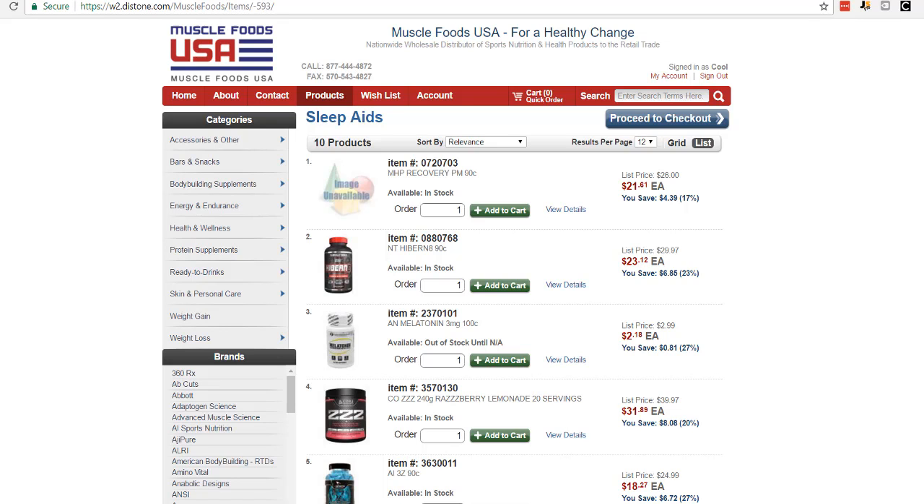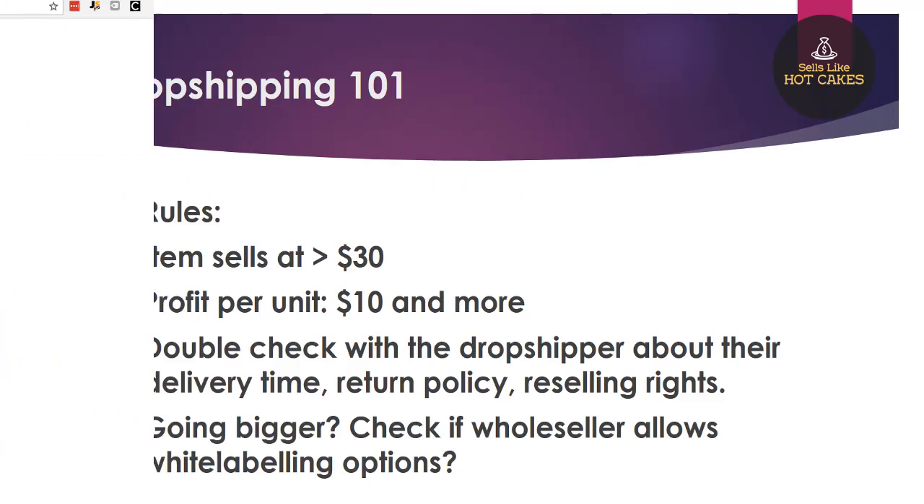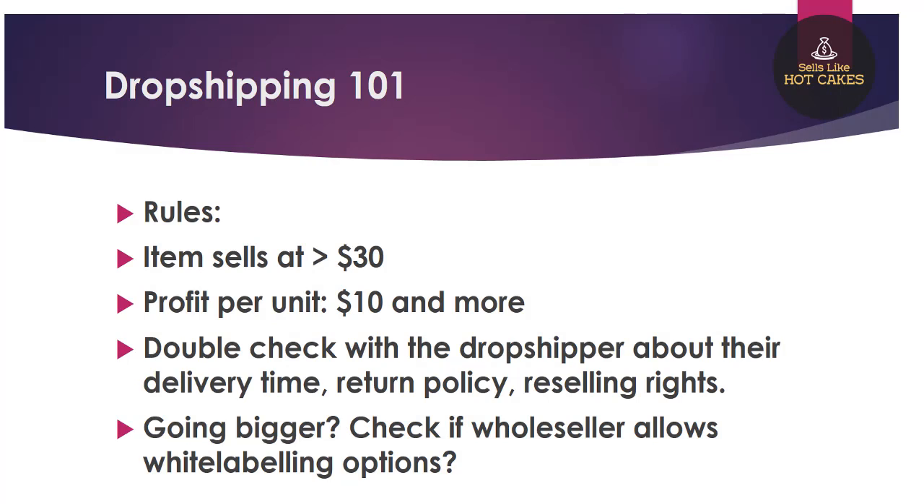Finally, to close this video, let's talk about the main rules that you need to pay attention to if you're doing domestic drop shipping. First of all, you need to make sure that the item sells at least at $30 or more. Ideally, it would be $50 to $70 because you cannot do this business with cheap items. The profit margins are just too small to bother.